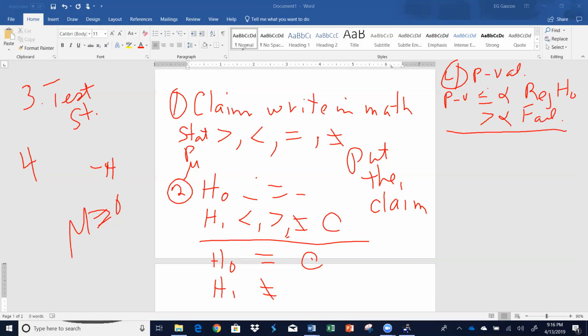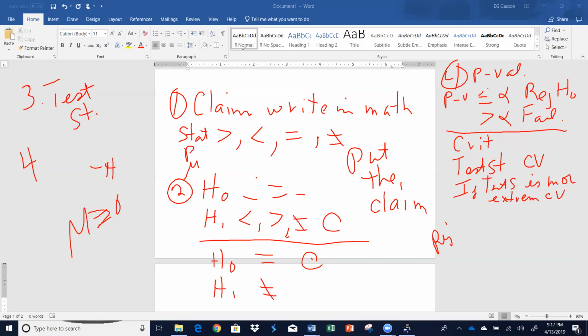If you do it by the other method, which is the critical value method, you're going to compare the test statistic to the critical value. If the test statistic is more extreme than the critical value, you will reject.